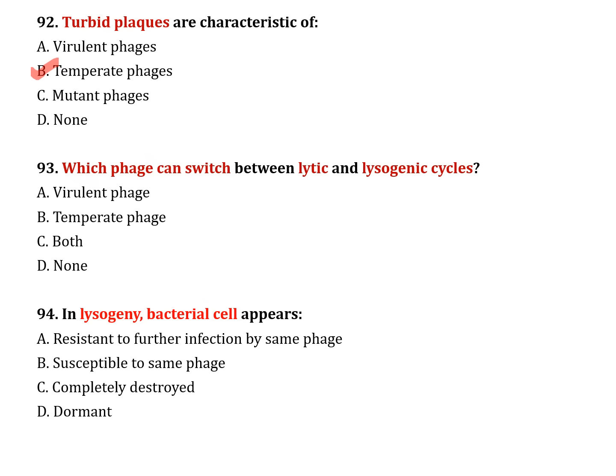The next question, number 93. Which phages can switch between lytic and lysogenic cycle? Option A, virulent phage; option B, temperate phage; option C, both; option D, none. Correct answer is option B, temperate phage. The next question, number 94. In lysogeny, the bacterial cell appears option A, resistant to further infection by the same phage; option B, susceptible to the same phage; option C, completely destroyed; option D, dormant. Correct answer is option A, resistant to further infection by the same phage.